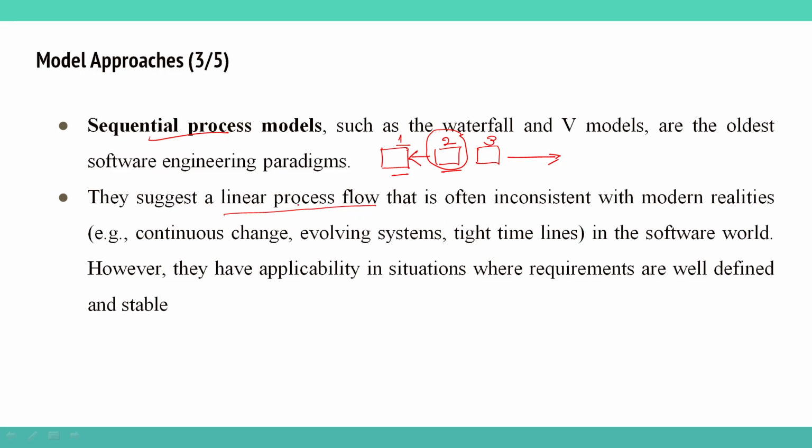Linear means it should be in line with the previous one, and it is often inconsistent with modern realities. So this is not accepting any modern realities. This modern reality is basically continuous change. See, generally the users have a behavior that they always look for change.